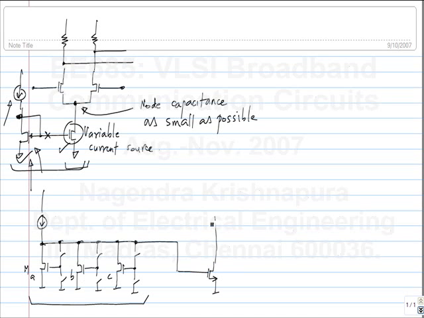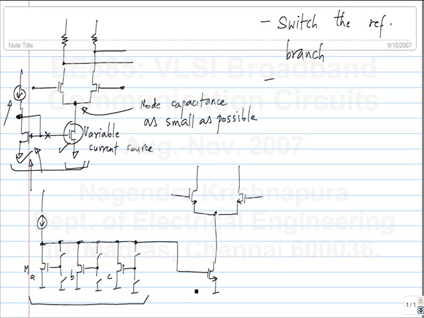The whole point of doing something like this is to keep the tail node of the differential pair as compact and low capacitance as possible. Okay, switch the reference branch from which gate? Oh, here. Yeah, if all transistors are switched off, then we would like to not have this node floating like this. So we should have it to ground.